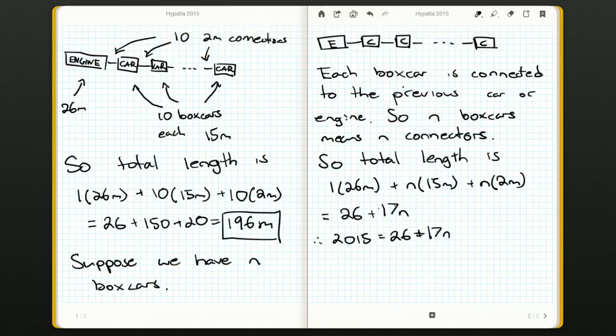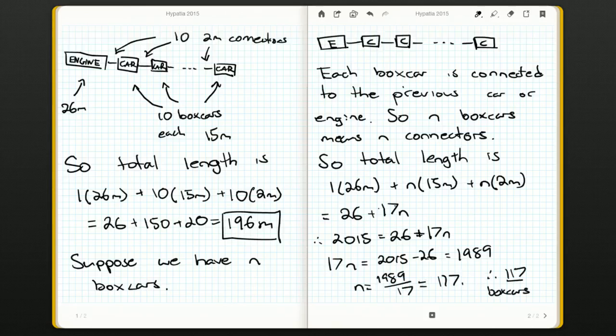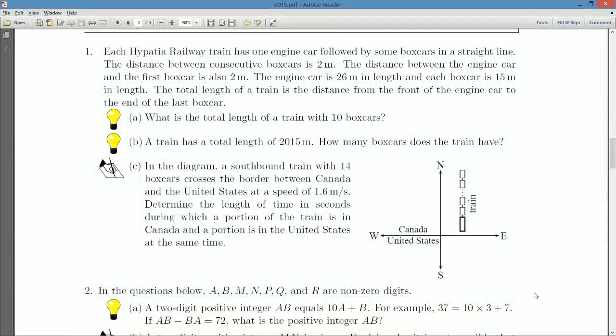So then we get this equation for 2015 in terms of n. 2015 minus 26. That's 1989, and hopefully that's a multiple of 17. And it is. So we have a total of 117 boxcars, and that's exactly what we were asked for in the question. Alright, on to the last part of question 1.